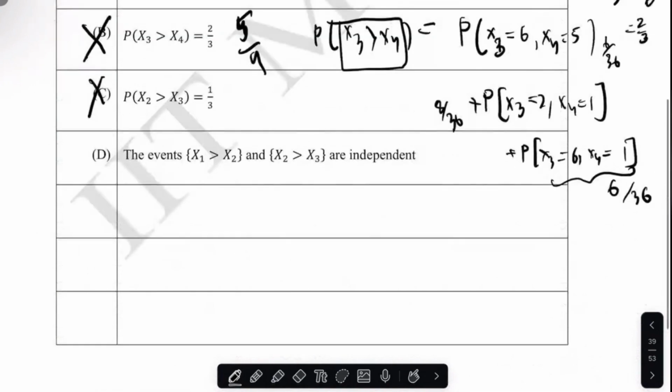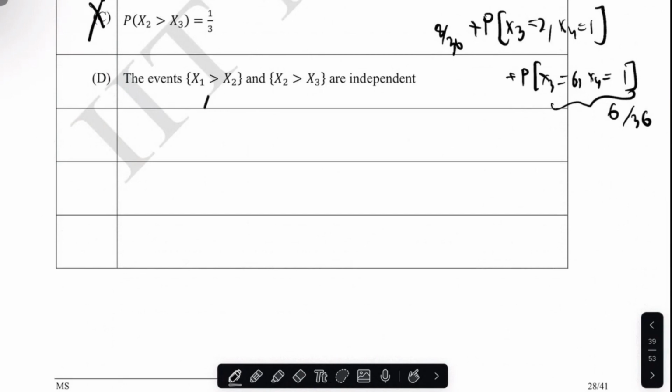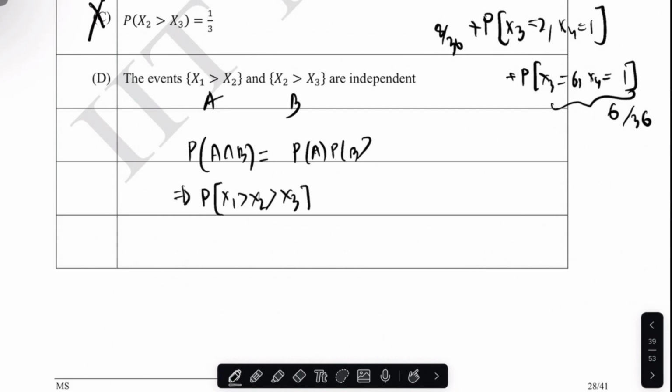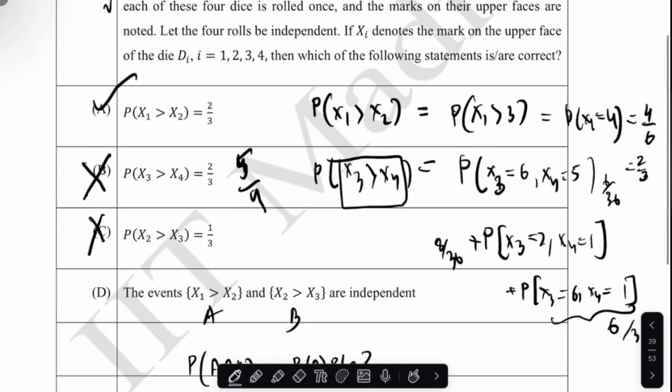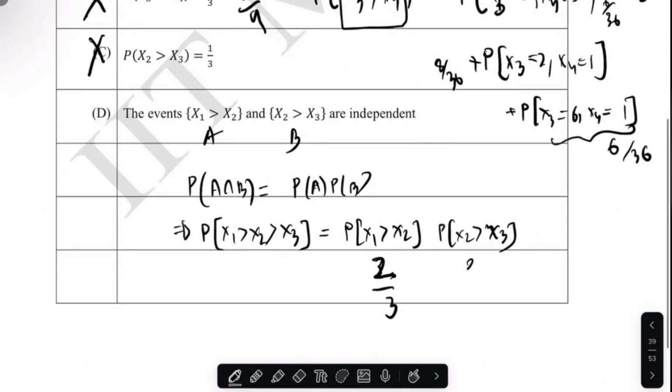Now it's asked whether the events X1 greater than X2 and X2 greater than X3 are independent. What does independent mean? If these are events A and B, you have to show that the probability of A intersection B is equal to probability of A times probability of B. The probability of X1 greater than X2 is 2 by 3, you know that. The probability of X2 greater than X3 is again 2 by 3, right?